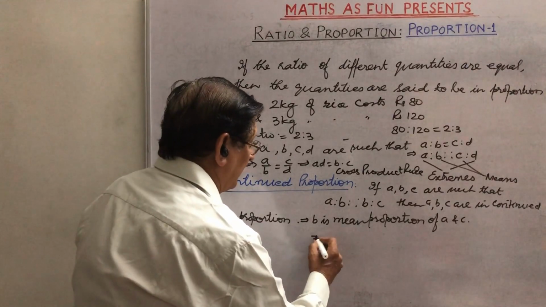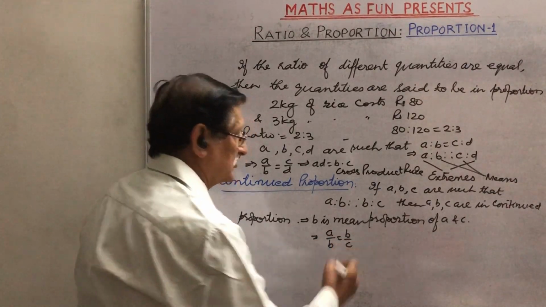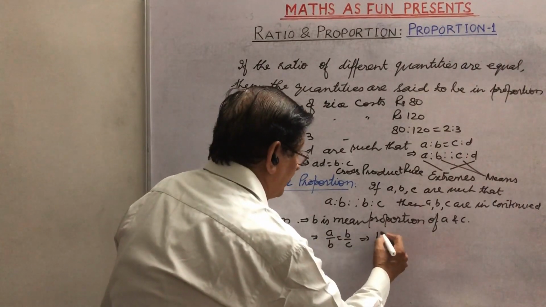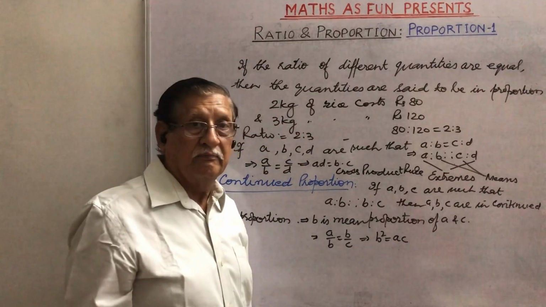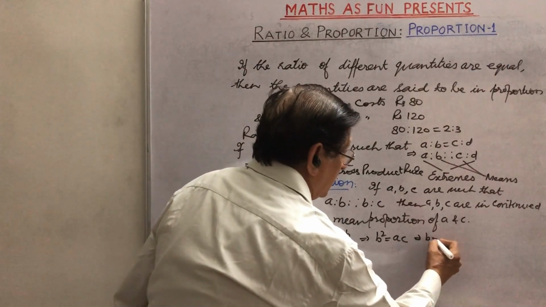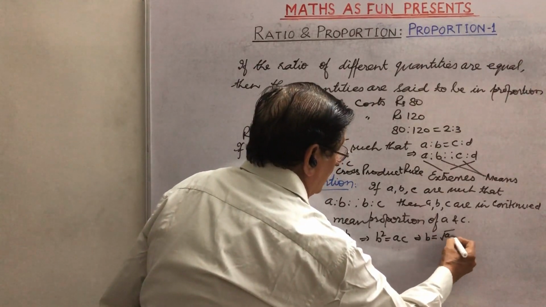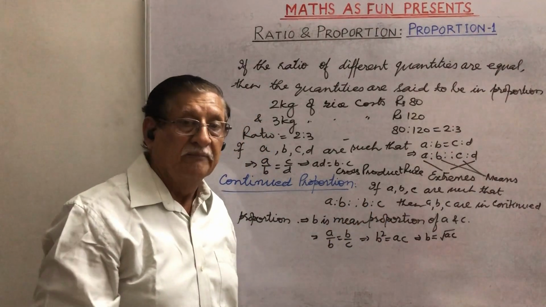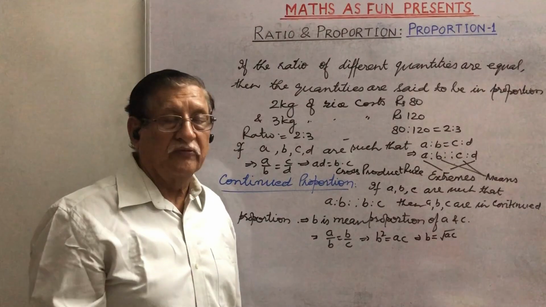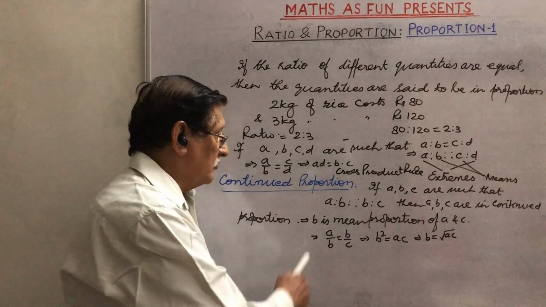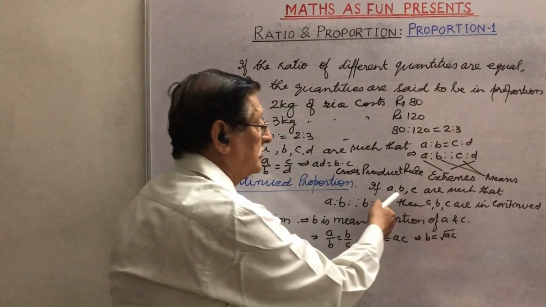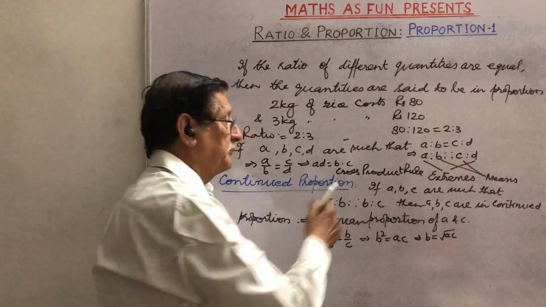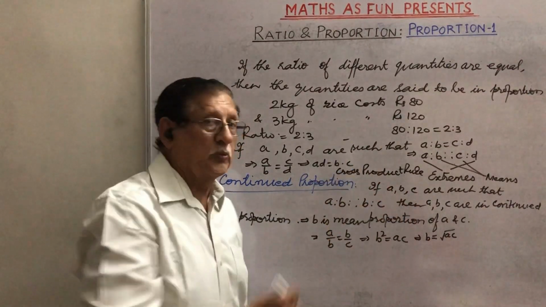Then we find that A upon B is equal to B upon C. If we cross multiply, we find B square is equal to AC, or we can say B is equal to root of AC. In case we want to find the mean proportion of any two numbers A and C, it is equal to root of A into C. Remember also that if A, B, C are in continued proportion, A is the first proportion, B is the second proportion, and C is the third proportion.